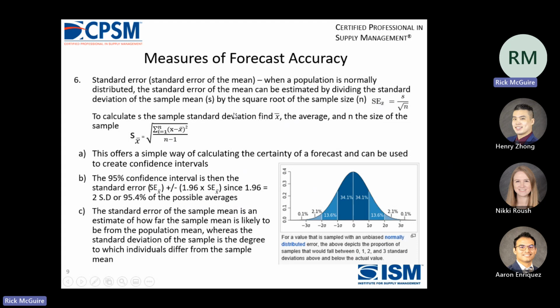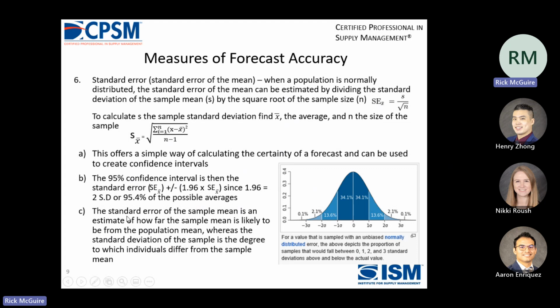You can go all the way up to 6 sigma if you want, but most people will use 2 or 3 sigma. They say they're 95 or 99% confident that the standard error of the mean falls within there. So here's 1 sigma, 67%, 2 sigma, 95%, and then 3 sigma is 99%. And you can go all the way out to 6 sigma if you want, but they don't usually do that.